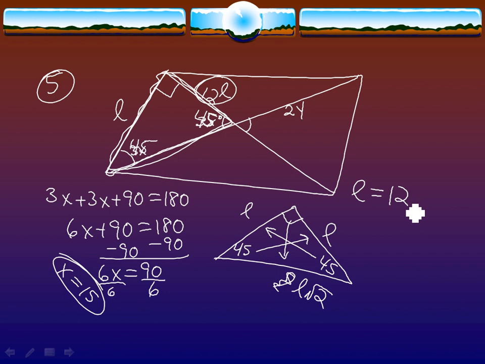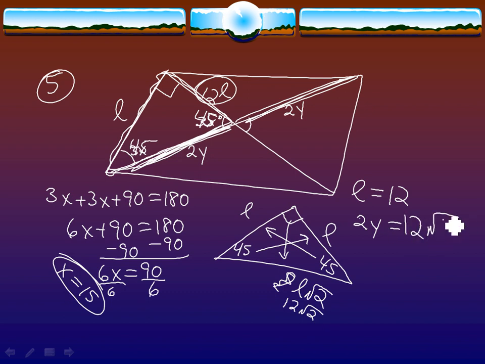If L equals 12, and we're looking for this, what do you know about those two parts? If that's 2y, what's this part down here? 2y. So we know that 2y should equal what? Shouldn't equal just 12. It should equal 12 times the square root of 2. How do you think you solve for y there?